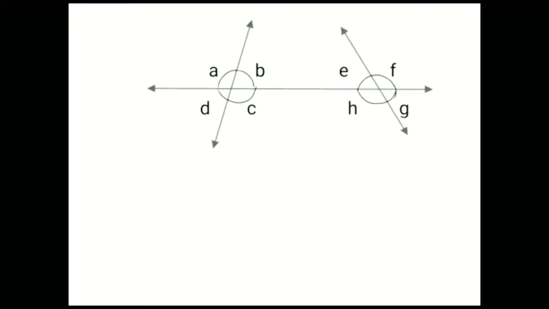Look at the figure. You have to name the interior alternate angles. Suppose if I take angle B, interior angle means inside of the line. You cannot take outside of the line. Now this is the line, this and this.